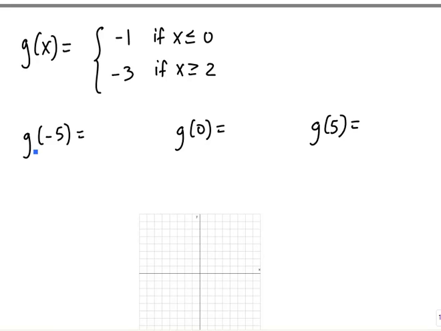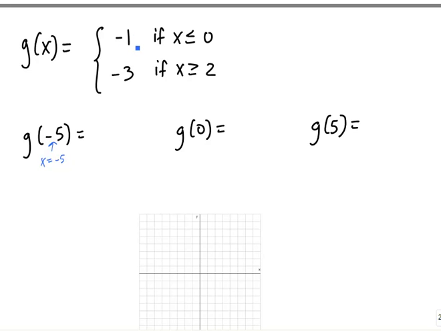So if I want g of negative 5, then that means the x value is supposed to be negative 5. So which of these two domains here does that fall into? We've got x is less than or equal to 0 for the top rule, and x is greater than or equal to 2 for the bottom rule. Well, since negative 5 is less than 0, that means we want this top domain, which means we want to use the top rule.